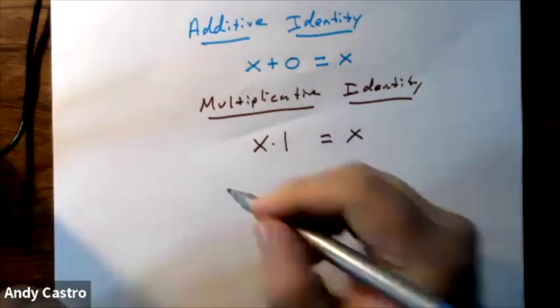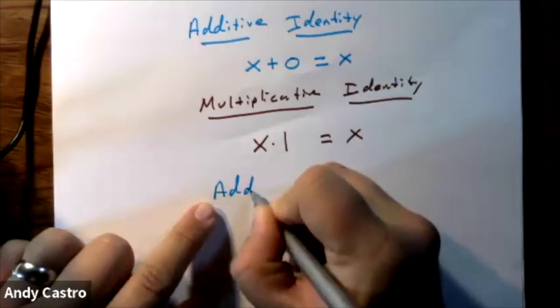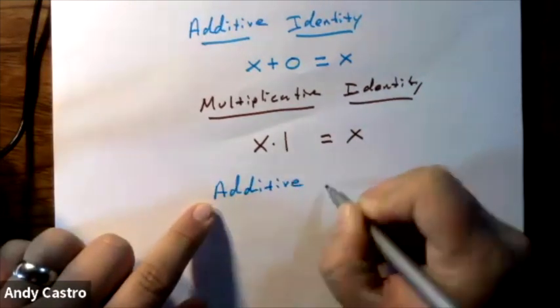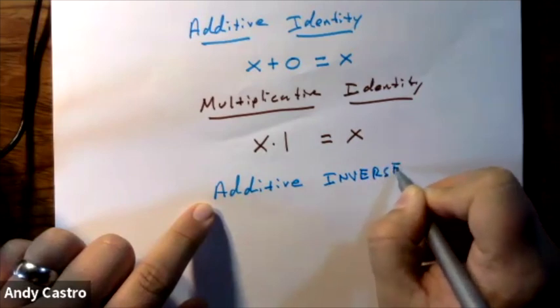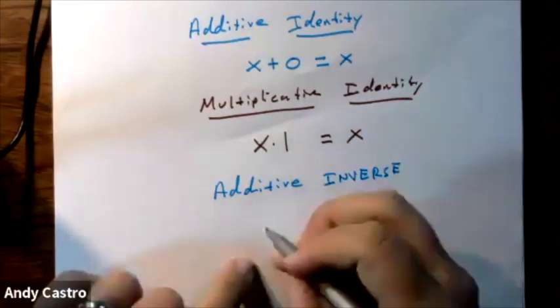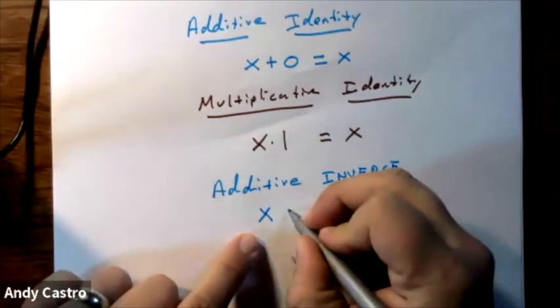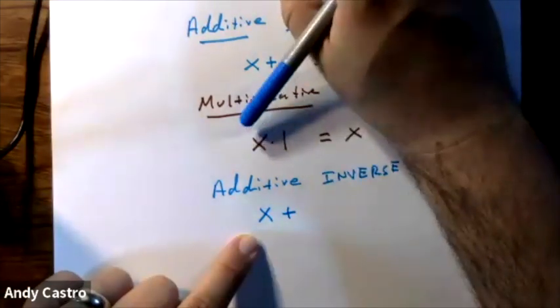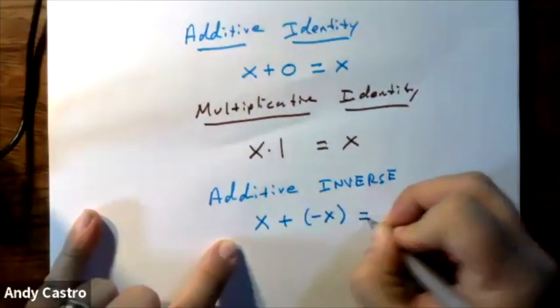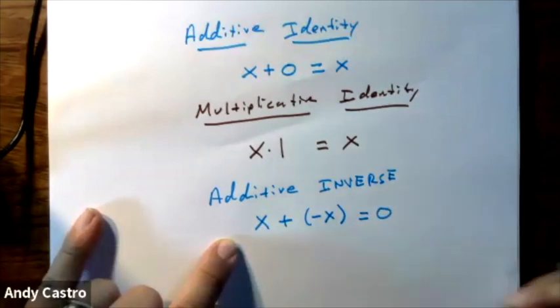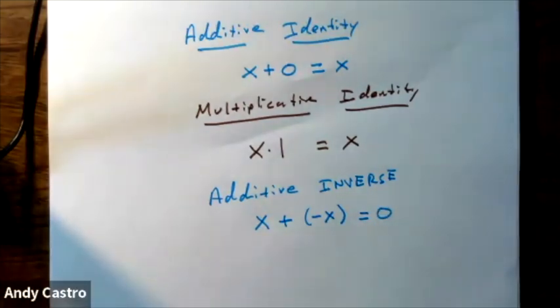All right, next we're going to talk about additive inverse. This is x plus the opposite of x is equal to 0. X plus the opposite of x is equal to 0.